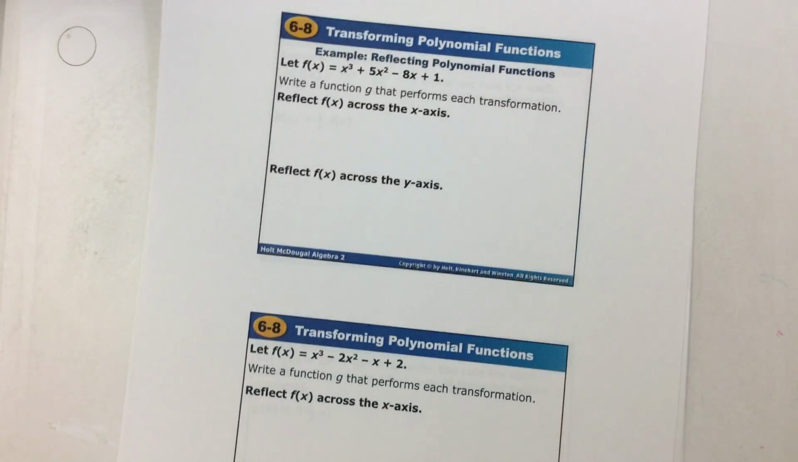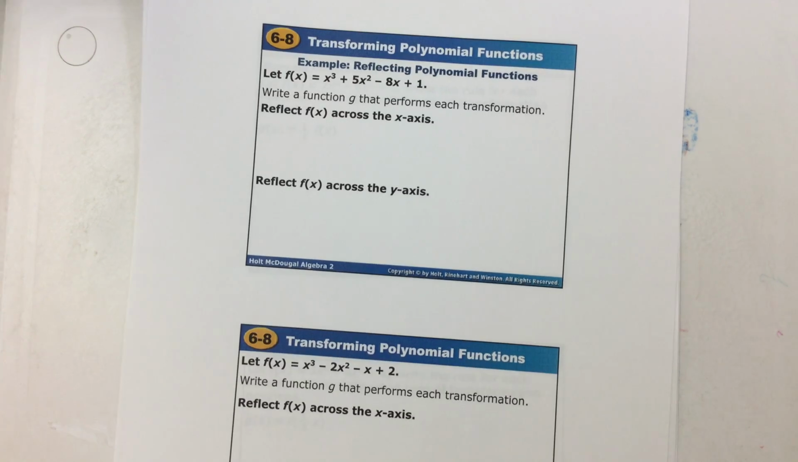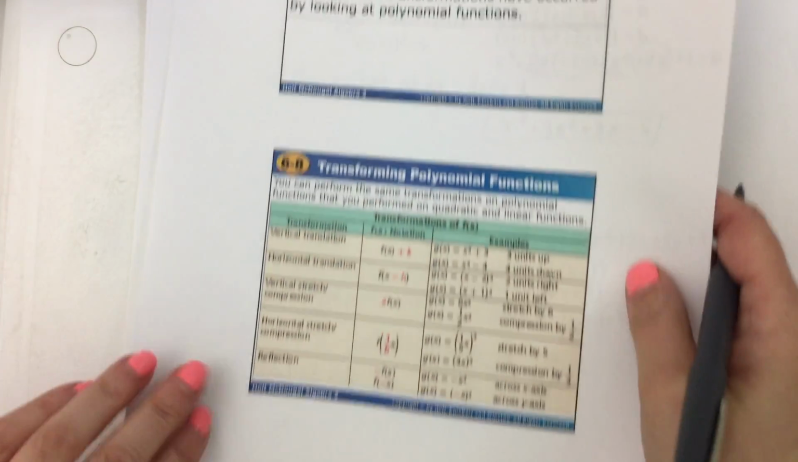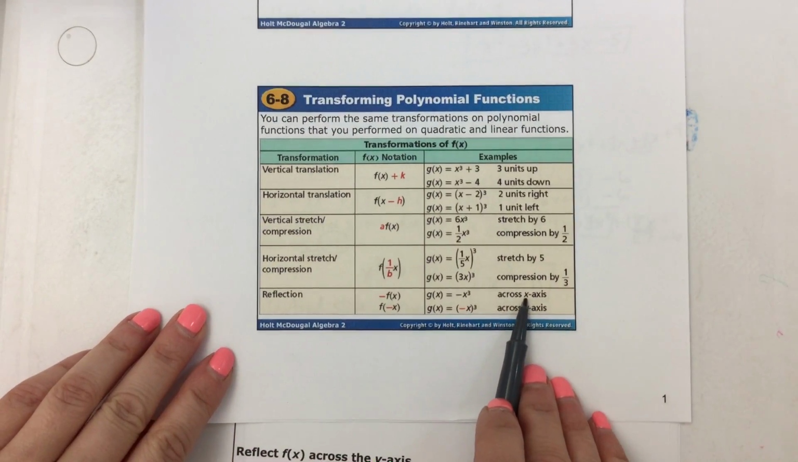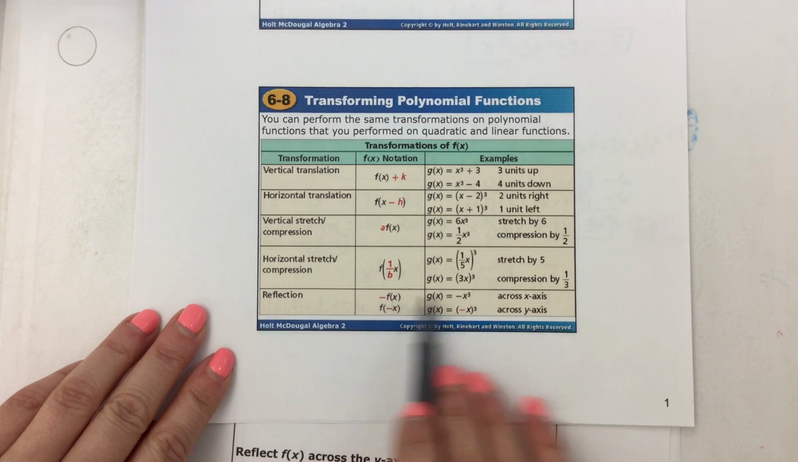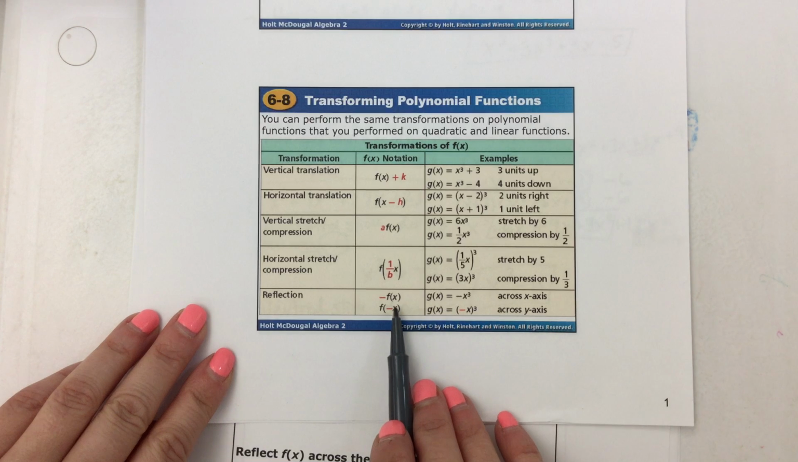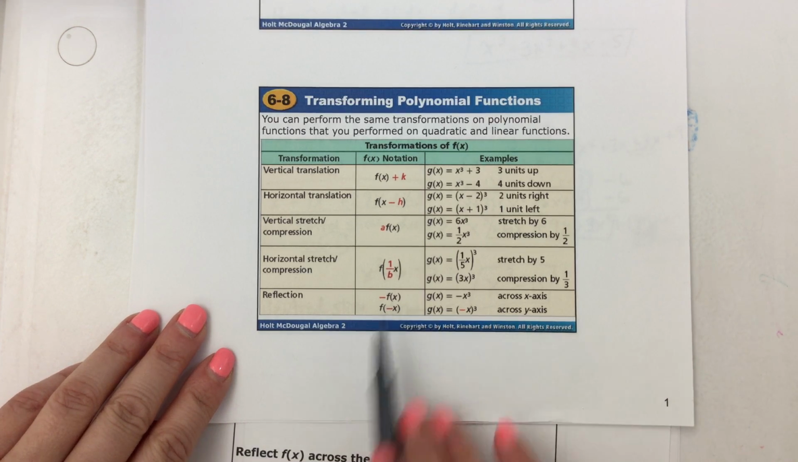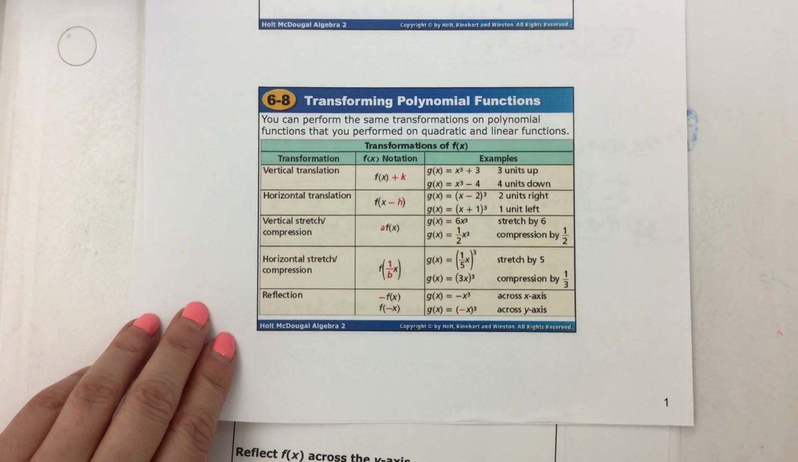All right, next ones. These are reflections, okay? So reminder, if you are reflecting across the x, the negative goes up front and you distribute it to everything. If you reflect across the y, it's going only to the x. So all of the x's in the problem will need to change to a negative x.